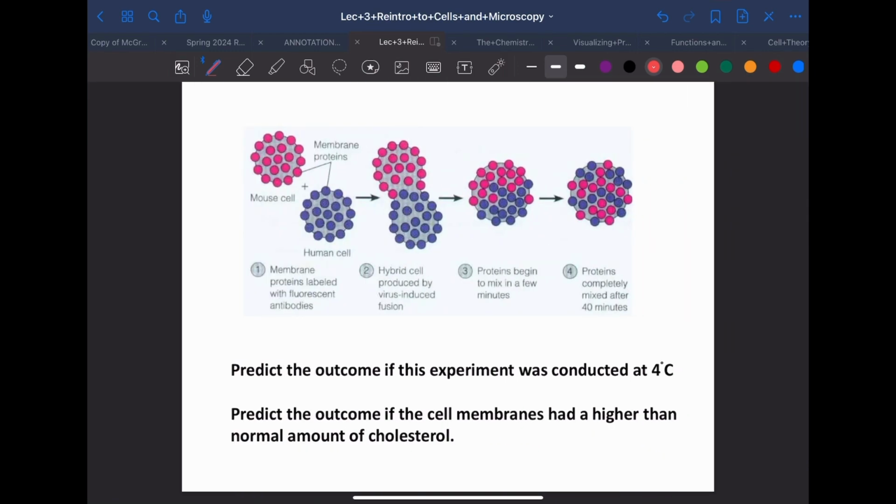So then I need you to do some critical thinking, right? Based on what we talked about with membrane fluidity and based on what I told you about membrane fusion, I need you to think about what would happen to this experiment if it was conducted at 4 degrees Celsius, so just cold, right? If it was cold, how does that affect the membrane fluidity of the membrane? How does that affect the ability of proteins and phospholipids to move around? And then the other thing is, predict the outcome if the cell membrane had a higher amount of cholesterol. So same thing.